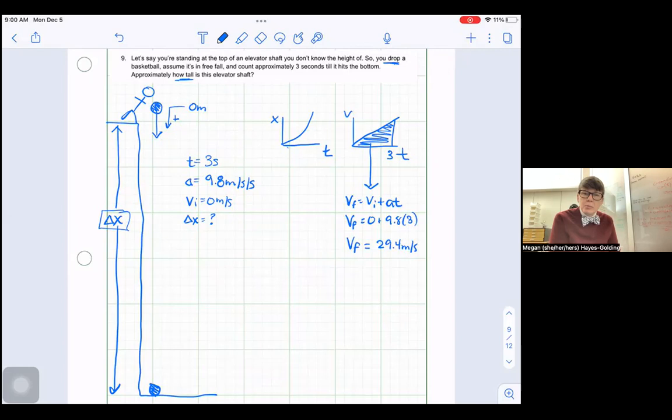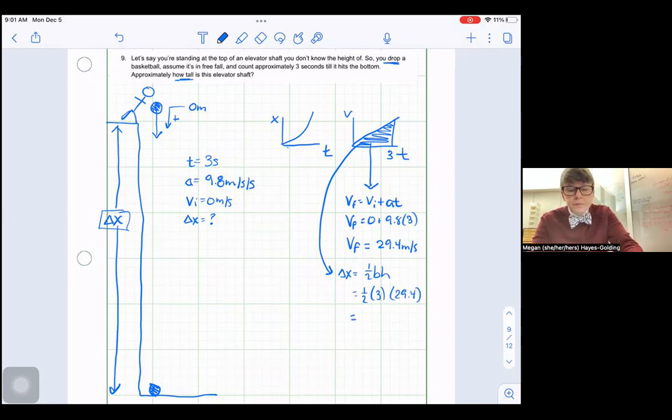But I'm not being asked how fast the ball's going when it hits the ground. I'm being asked for displacement. So if I want to find displacement, I take the area of that triangle. Doing it again on the computer, that is 44.1 meters. That's way 1 to go about this problem.